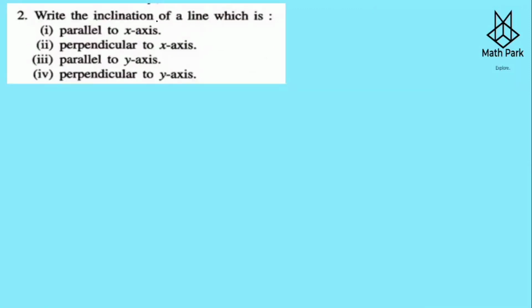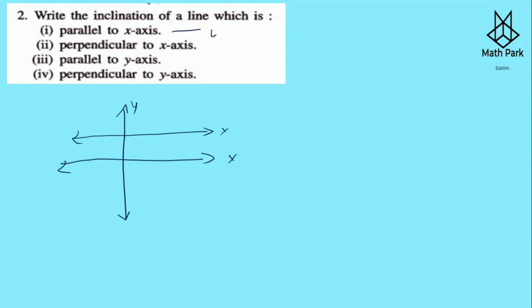Write the inclination of a line which is parallel to the x-axis. So let us see, draw here the x-axis and y-axis. This is your y-axis and this is your x-axis. If the line is parallel to the x-axis, the inclination with the positive direction of the x-axis is 0. So for the first one, theta is equal to 0 degrees.